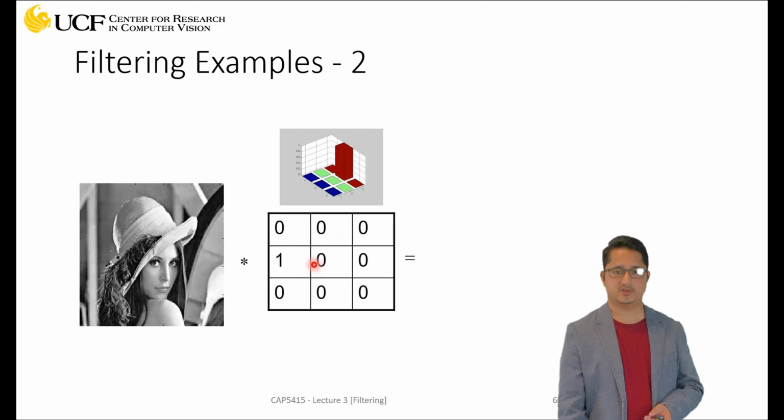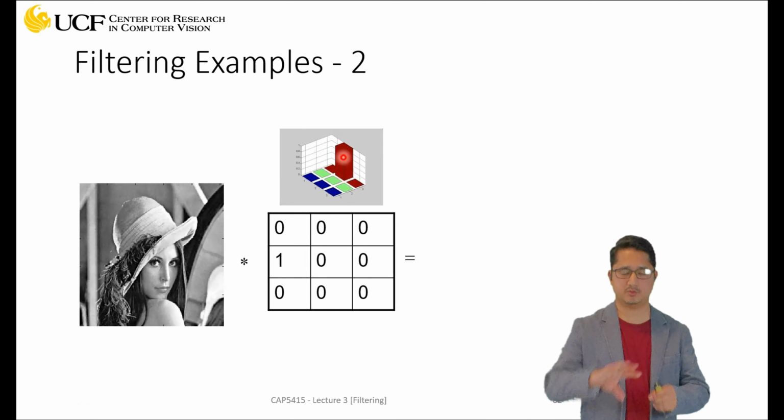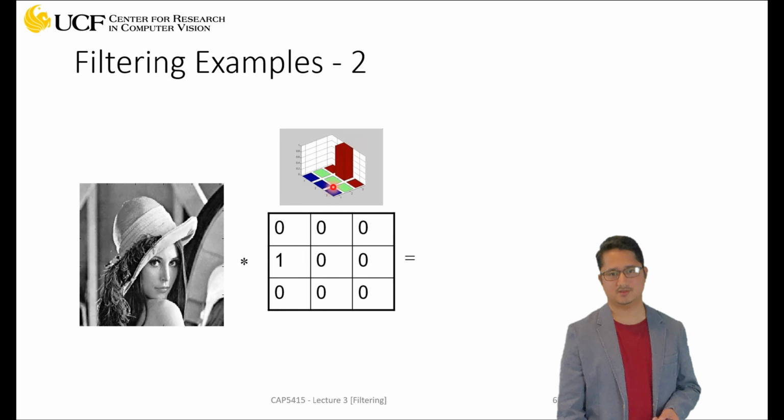Now let's see some variation. Let's move that one towards the left. It will look something like this. Don't worry about the orientation of this plot. It's just saying that now the weightage is being given to a pixel which is a neighbor of the pixel which we are interested in.